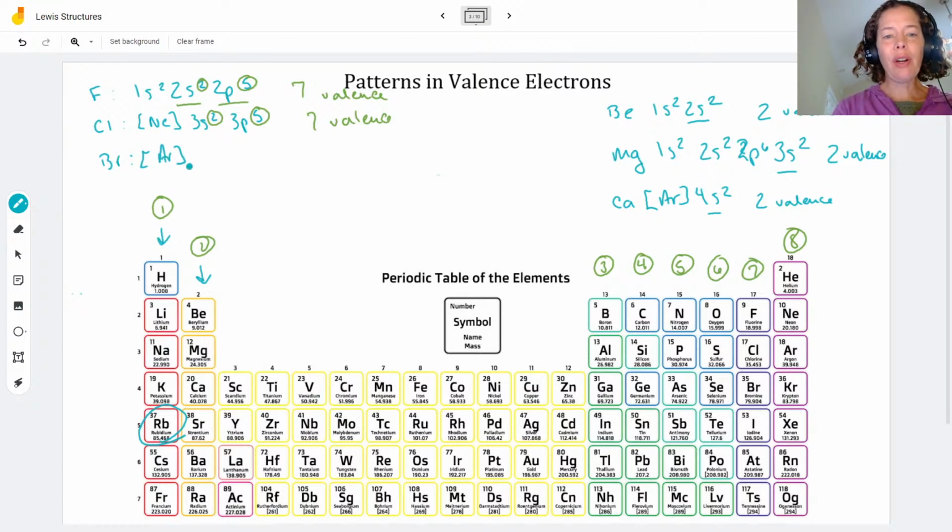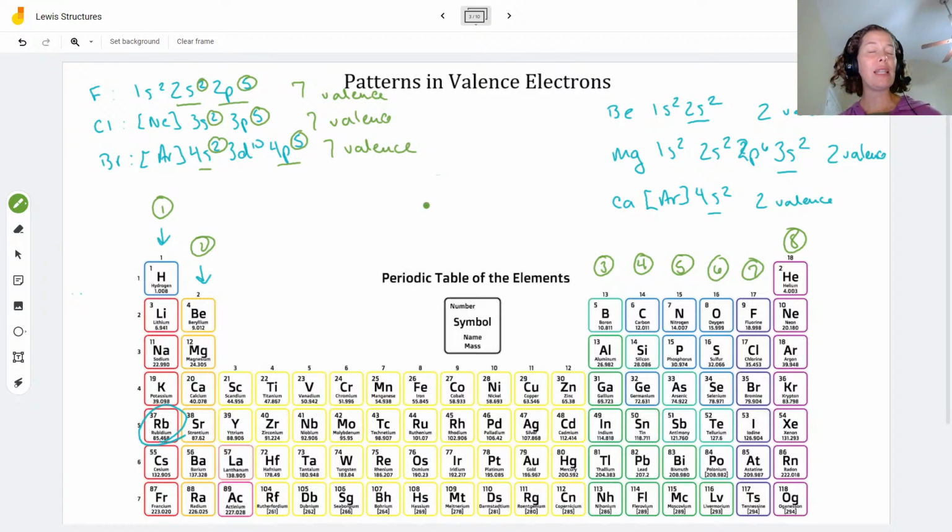Bromine, we're going to use argon, and then 4s2, 3d10, 4p5. Again, we've gone through these d's here in our fourth period, but they're not valence because remember the d's count back 1. These are 3d's. Our valence are going to be the 4s and the 4p. So again, I have 7 valence electrons.